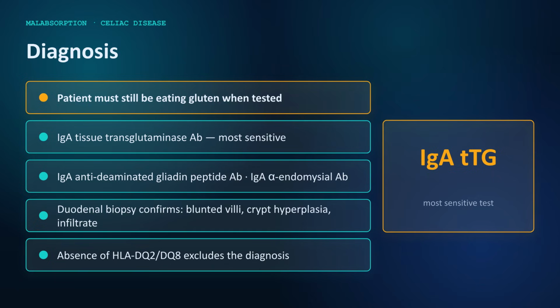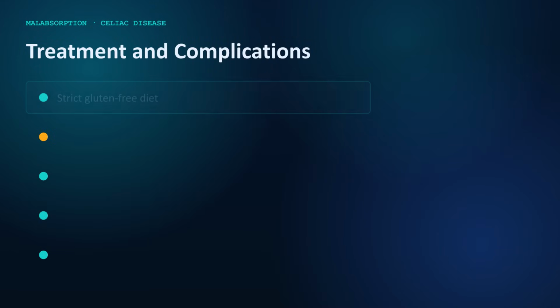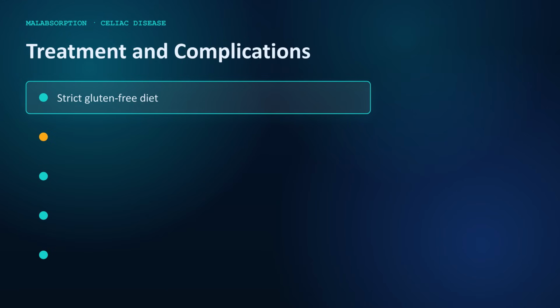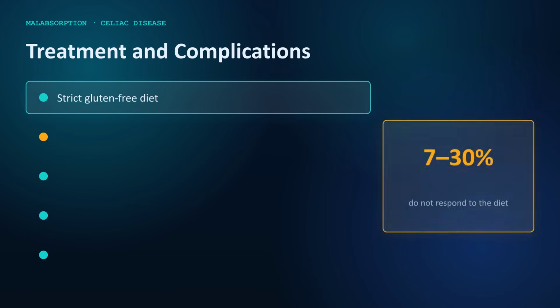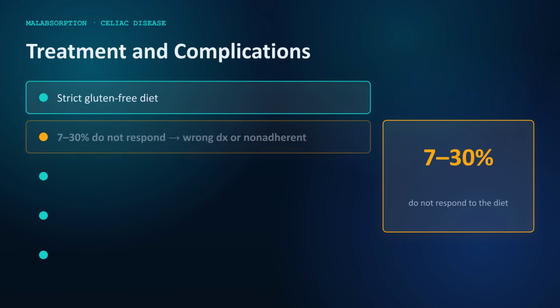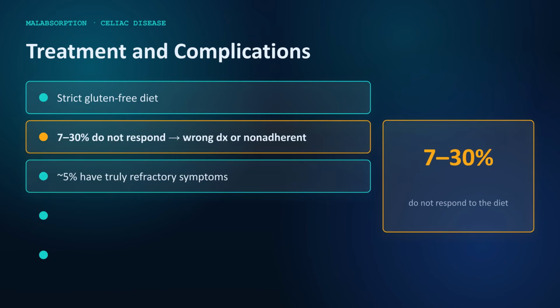So if a patient arrives already gluten-free and undiagnosed, you either check the genes or you ask them to eat gluten again before testing. Treatment is a strict gluten-free diet, and for most patients it works. But between 7 and 30% do not respond to the diet. When that happens, ask two questions. Is the diagnosis wrong, or is the patient not adherent? Non-adherence is far more common, usually hidden gluten, rather than deliberate lapses. About 5% have genuinely refractory symptoms.